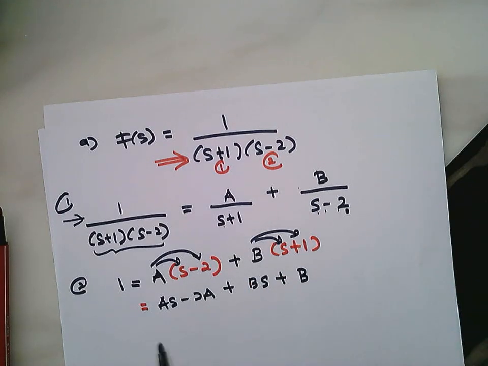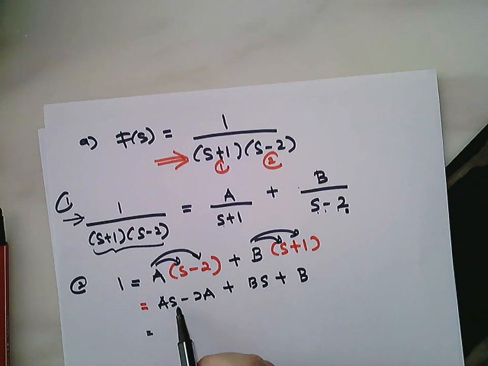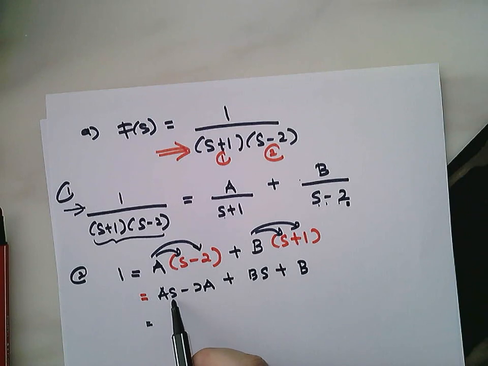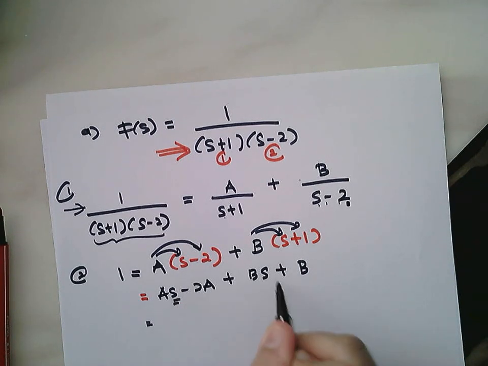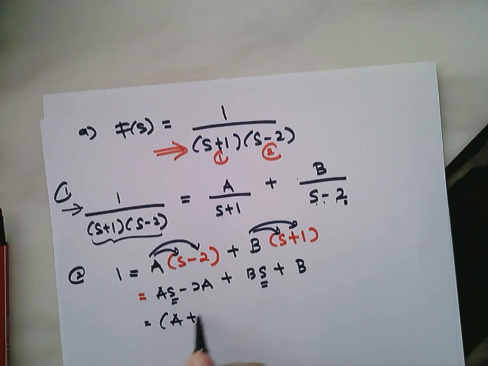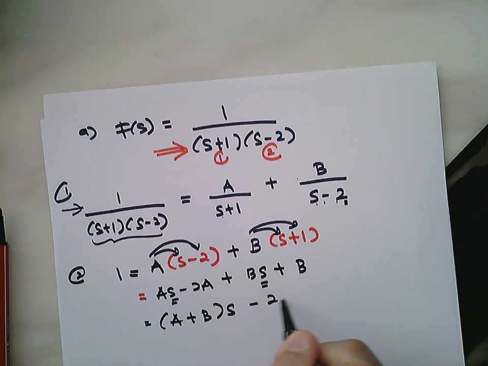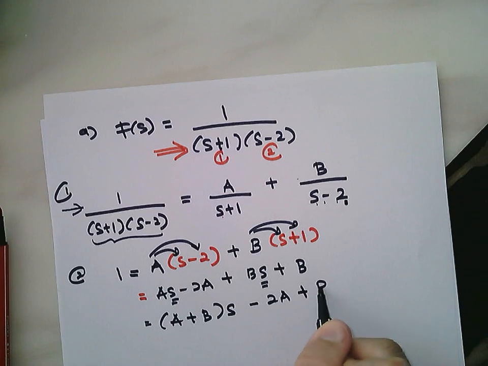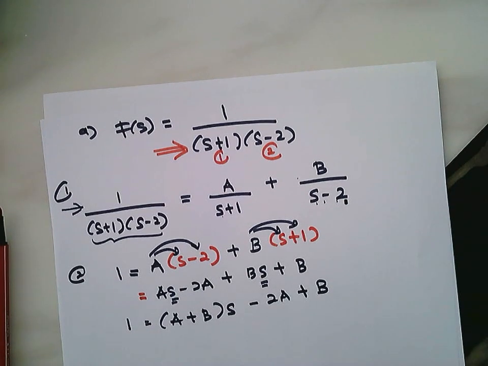Then factorize according to the function. So the first one is variable s, so you will have this one and also this one. So you will have (A plus B)s. And the rest will be negative 2A plus B. This one is equal to 1.